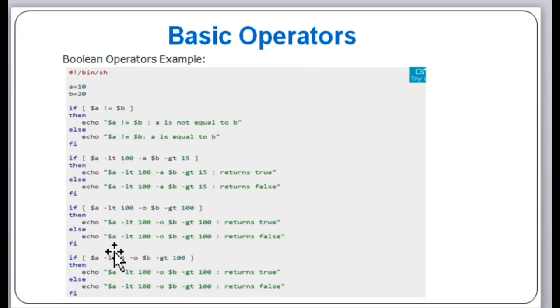And here are some examples of that and how we can use them in if-then statements. So again, A equals 10, B equals 20. We can look at our first one here. If variable A is not equal to B, then echo A is not equal to B, else echo A is equal to B. In this case, obviously 10 is not equal to 20, so it's going to echo that first statement. And so on for the following examples, it's going to be the same for all of them.